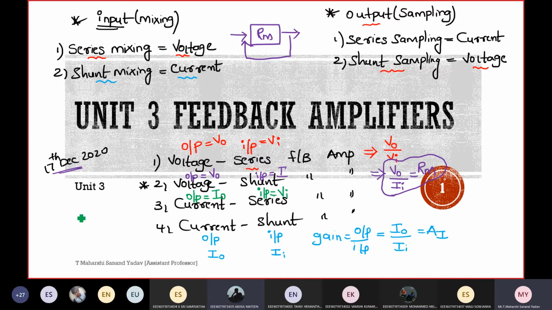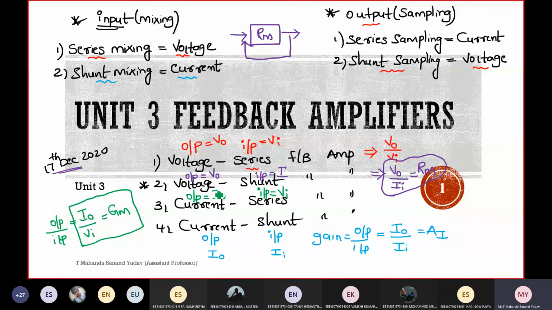So the gain can be written as output by input. So what is the output? I out by VI. GM or RM? GM, it is GM. Transconductance. Good. This is called transconductance. I hope everyone is clear with this.